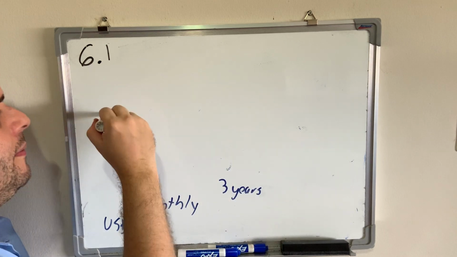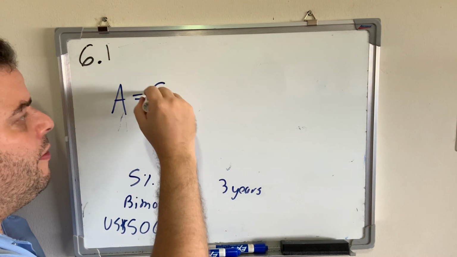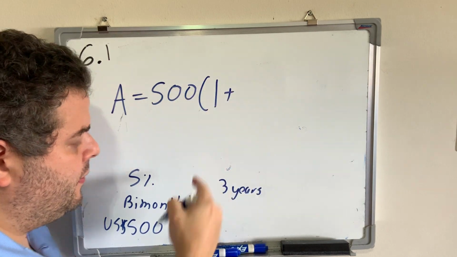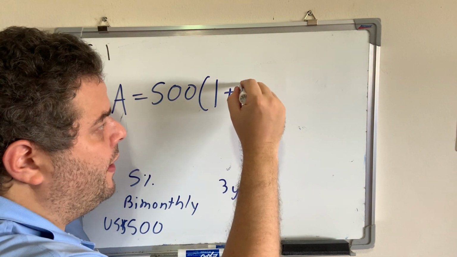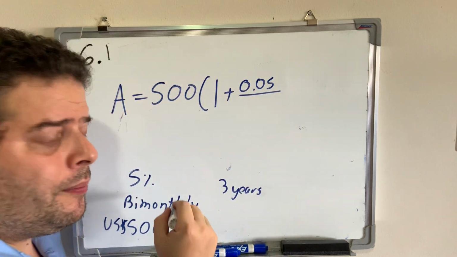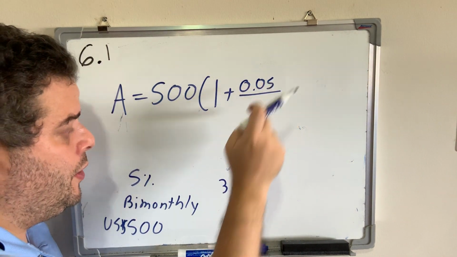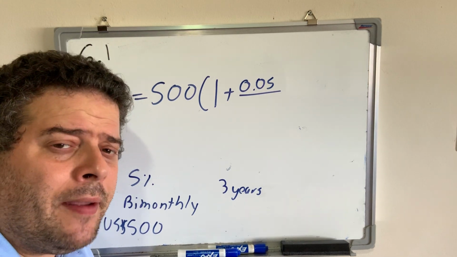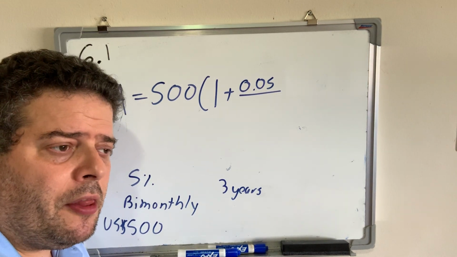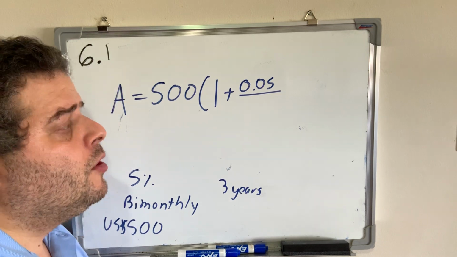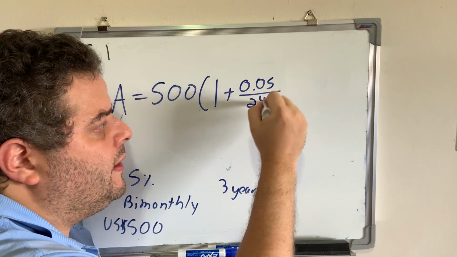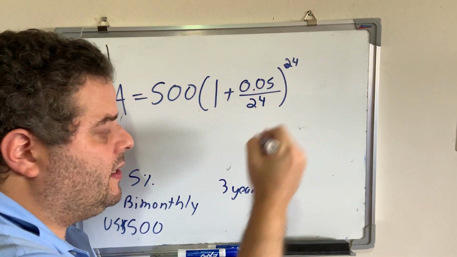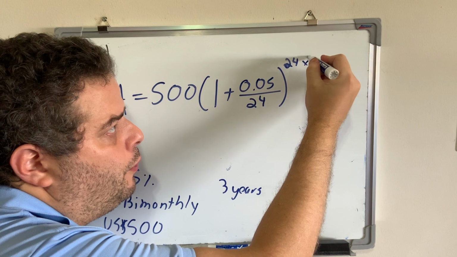The first bank, again, we begin with $500 principal, 1 plus my rate expressed in decimal form. You divide 5 by 100, you end up with this. Now, this bank told me it was twice a month. Bi-monthly here meant twice a month. There are 12 months in a year, so my N would be 24. And here I would have the exact same N, 24, times 3 years.